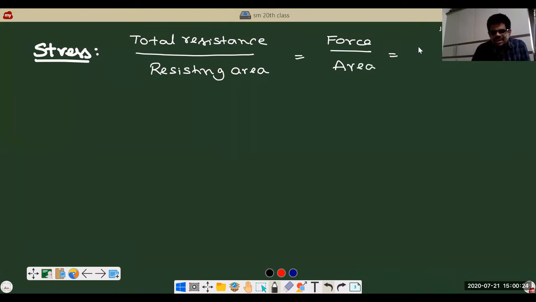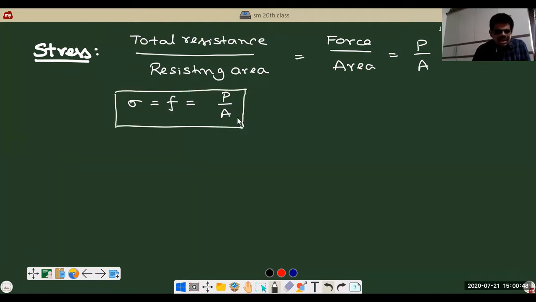The force is represented by P and the area is represented by A. Then the stress is represented by the letter sigma, and some people will call it F. The same represents stress. So stress is equal to P by A. This is the standard formula around which the entire strength of materials revolves.